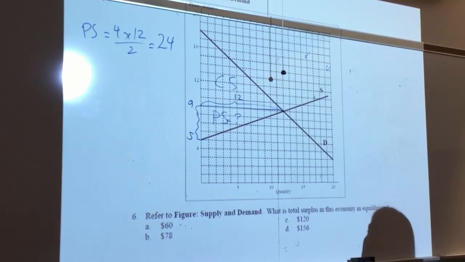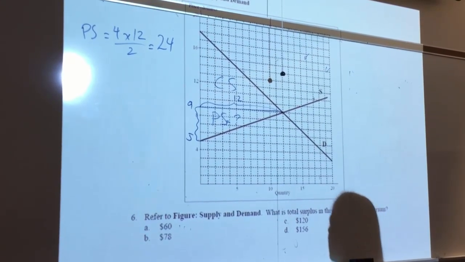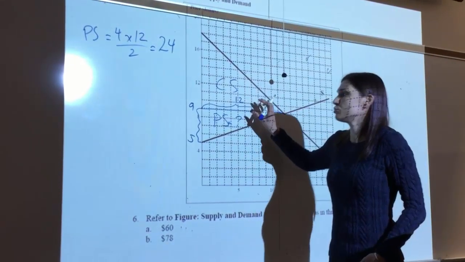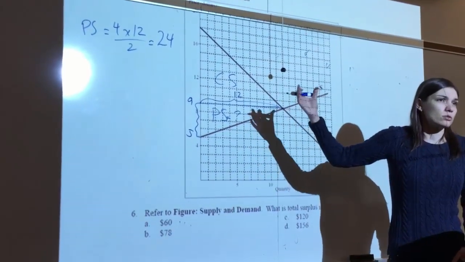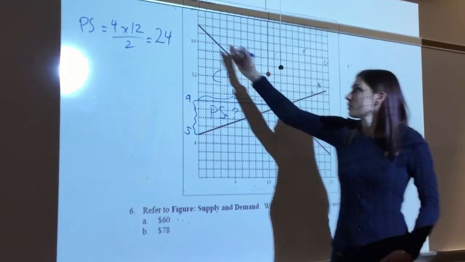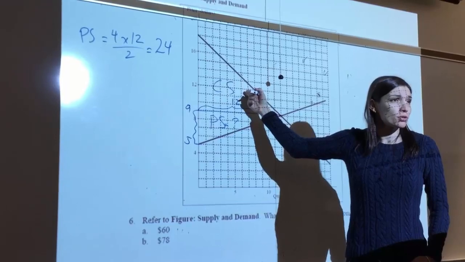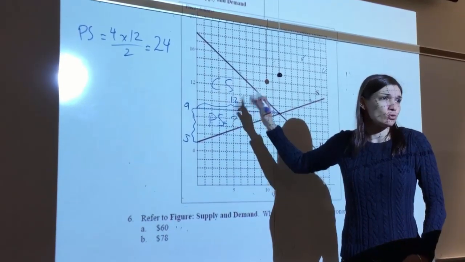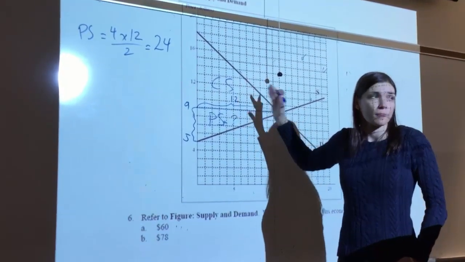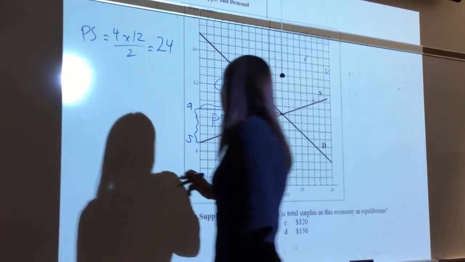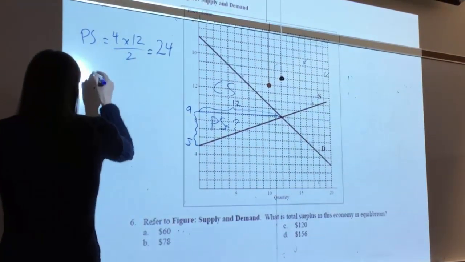Okay, what is total surplus in this economy? Well, we said total surplus is the sum of consumer and producer surplus. So we can either find the area of this big triangle, or we can find consumer surplus. Since we already have producer, we can just add them together, and that will give us the total. So let's find consumer surplus.